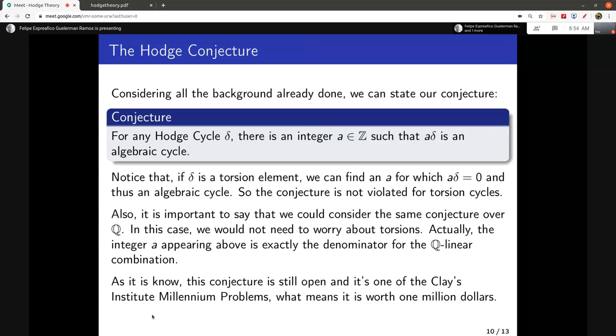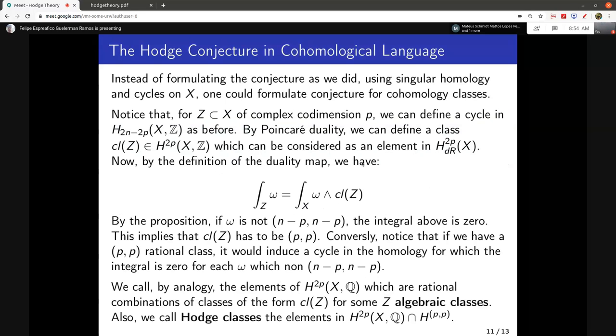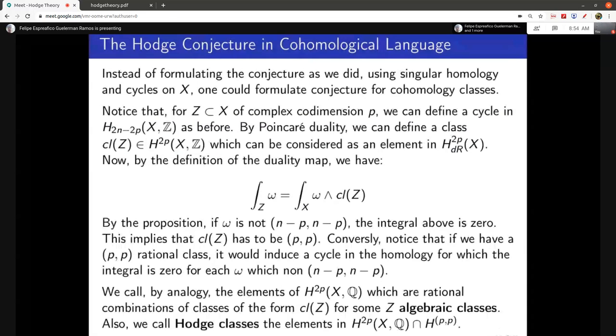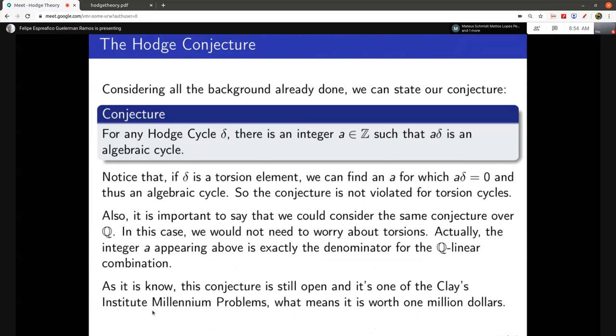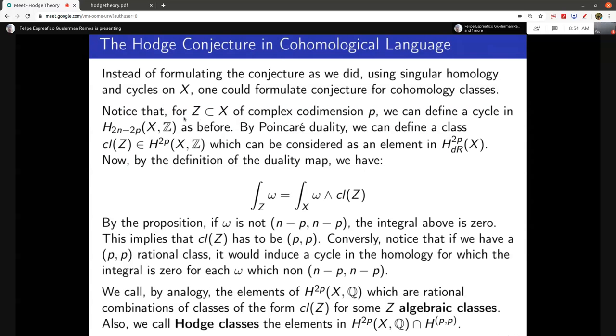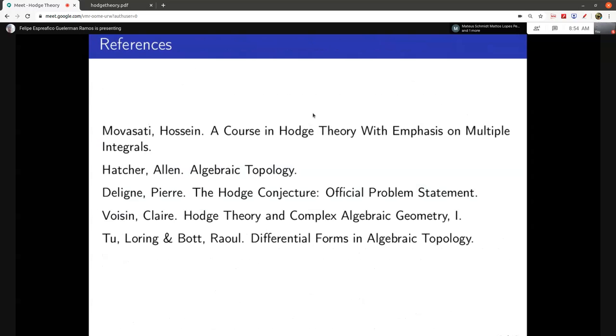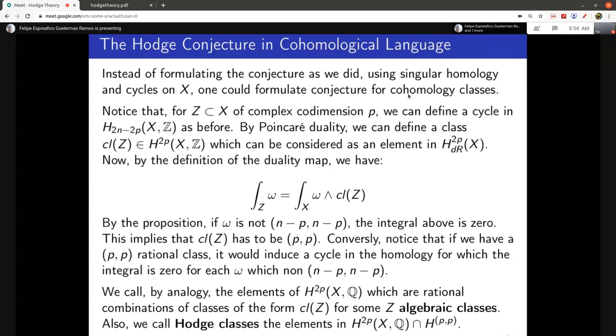And also this conjecture, as everyone knows, is one of the millennium problems of the Clay Institute, and it's worth $1 million. So now in these last 2 slides, let's just consider the Hodge conjecture in the cohomological language, which is the way it's stated in the official problem statement from the Clay Institute. It is actually the same version, but it's interesting to see the relationships.